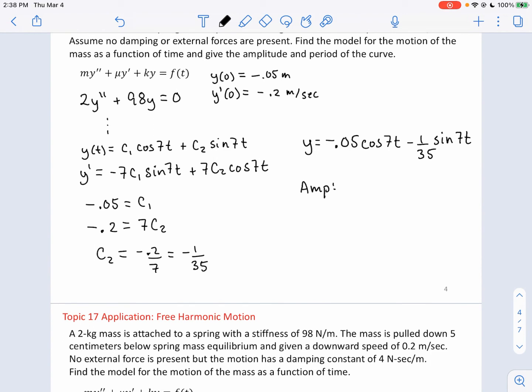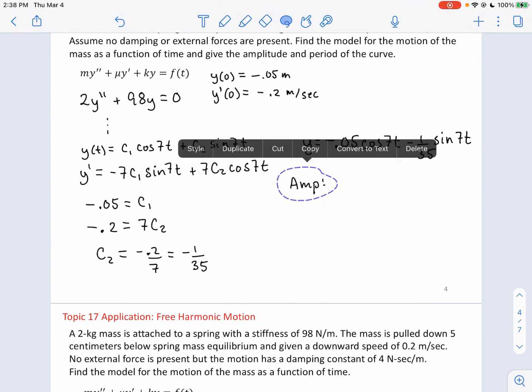The amplitude of this wave, notice this does have a mixture of sine and cosine, same argument, 7t and 7t, so we can just do the Pythagorean theorem with the coefficients. And when I do that, we're going to have the square root of, let me move this over slightly, zoom in.